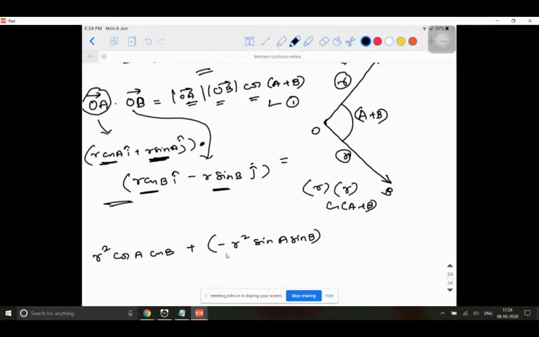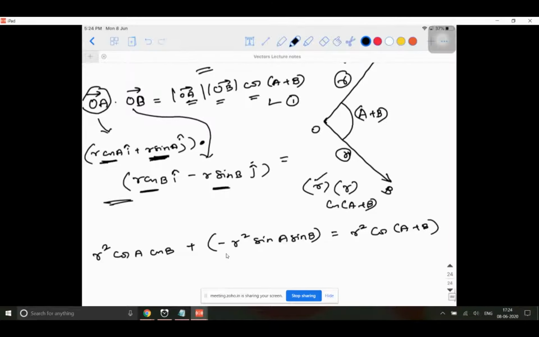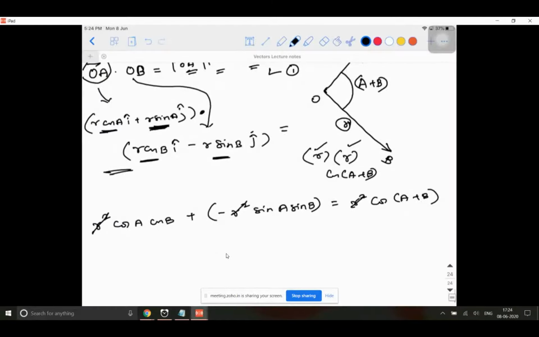This is for the left hand side. Then what is there for the right hand side? That is equal to r square into cos of A plus B. Am I right? So on the right hand side, r into r is r square into cos of A plus B. So what will get cancelled? r square and r square get cancelled. So what are you left with? Cos A cos B minus sin A sin B. This is equal to cos of A plus B.